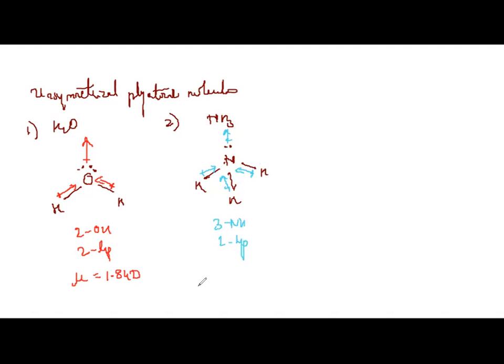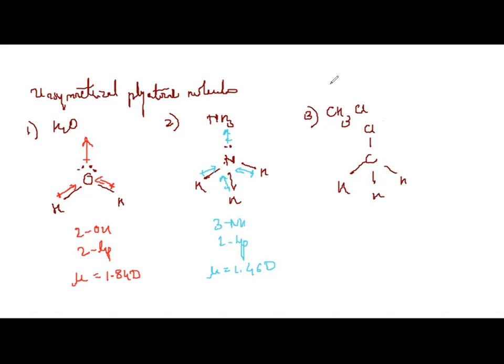So it will also add to the resultant dipole, and there will be some resultant dipole, and the dipole moment of ammonia is 1.46 D. Similarly, you can consider methyl chloride, CH3Cl. Yes, you can see here, carbon, 3 hydrogens, and here there is 1 chlorine.